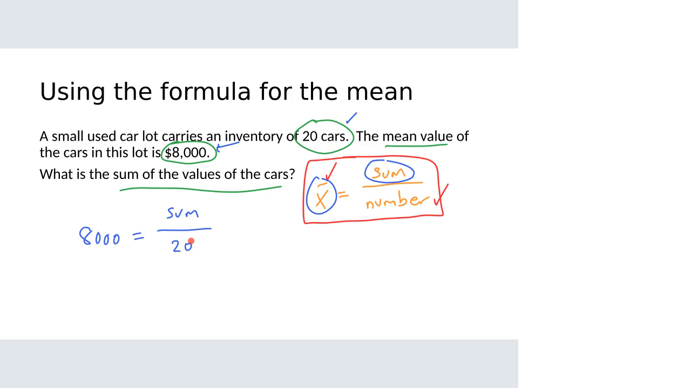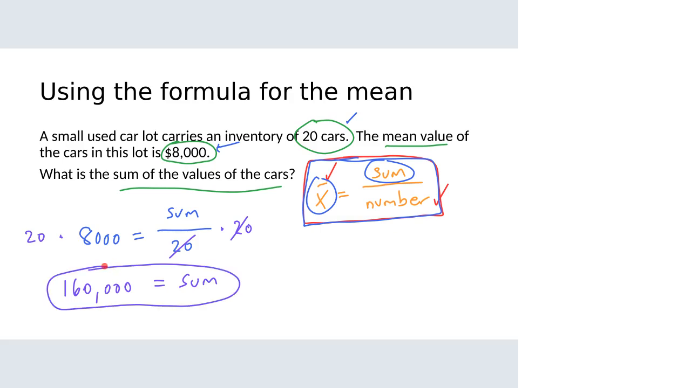Well, wait a minute. Once we put this formula into use, it turns into a really simple equation for us to solve. Now, all we need to do to get the sum by itself is multiply by 20 on the right, multiply by 20 on the left. These cancel, and I'm left with the fact that the sum is whatever 20 times 8,000 is. $160,000.